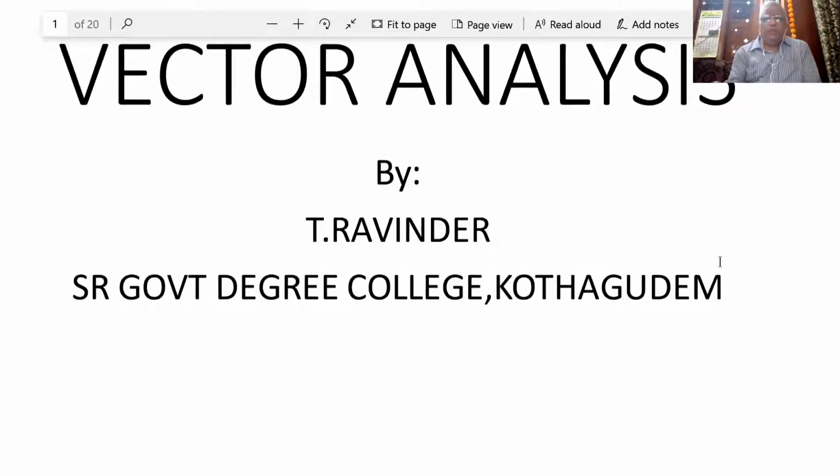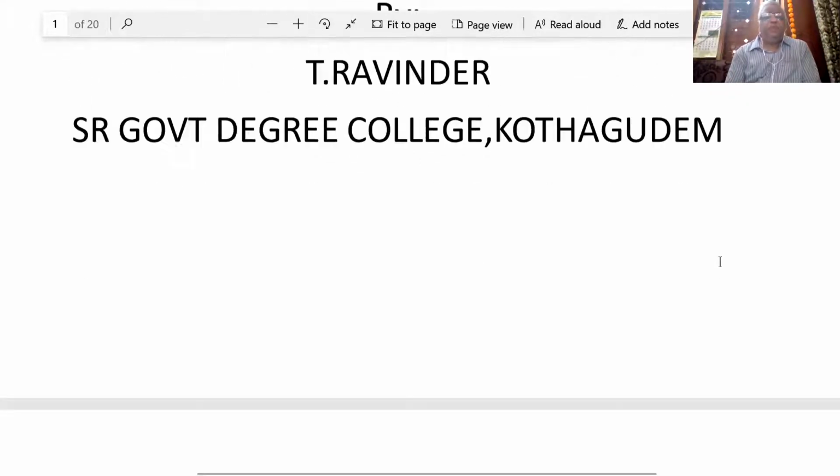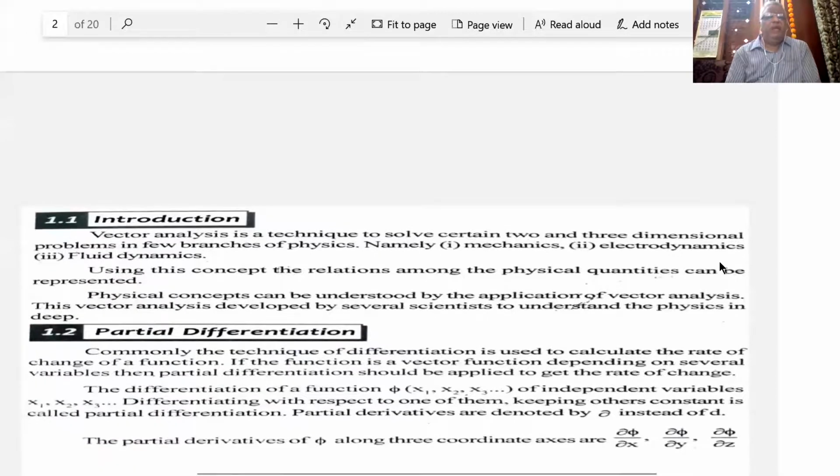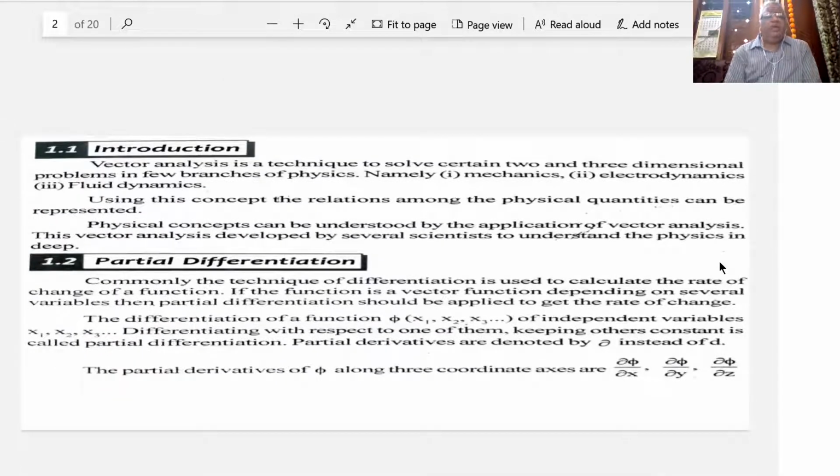Vector analysis. What is vector analysis? Definition of vector analysis. I'll give the basic introduction. Vector analysis is a technique to solve 2- and 3-dimensional problems in a few branches of physics, namely mechanics, electrodynamics, and fluid dynamics. Using this concept, the relationship among different physical quantities can be represented. Physical quantities can be understood by application of vector analysis. Vector analysis was developed by several scientists to understand physics in depth.